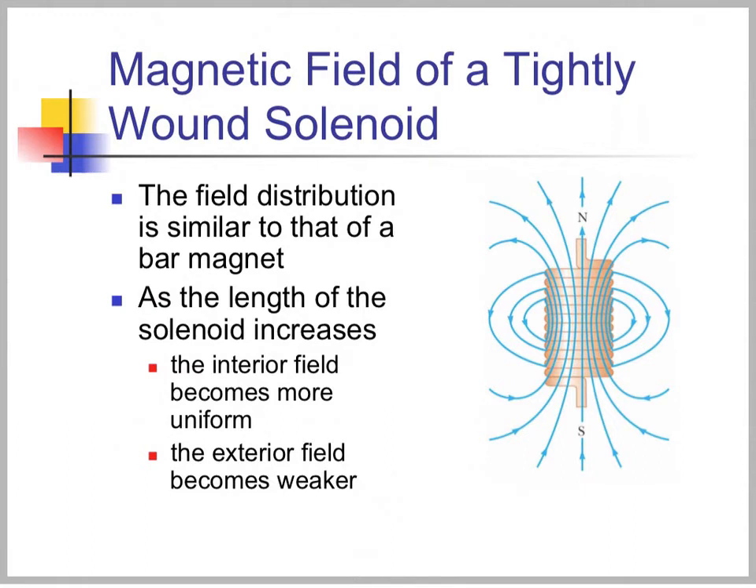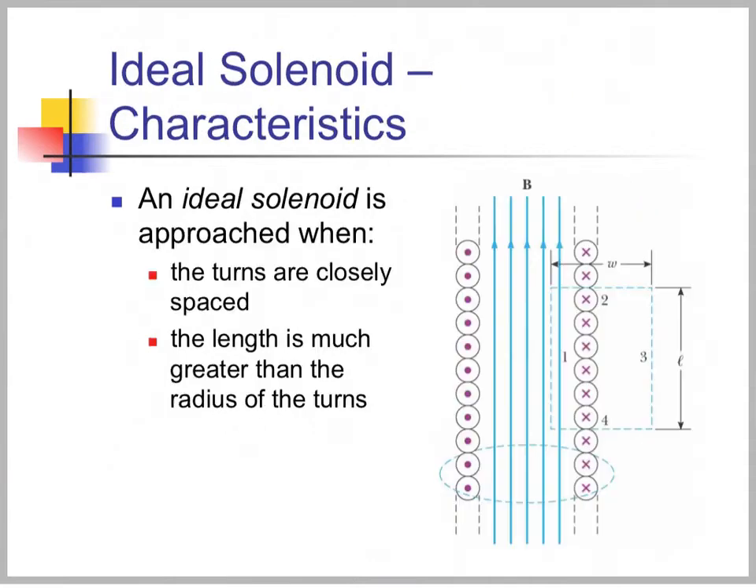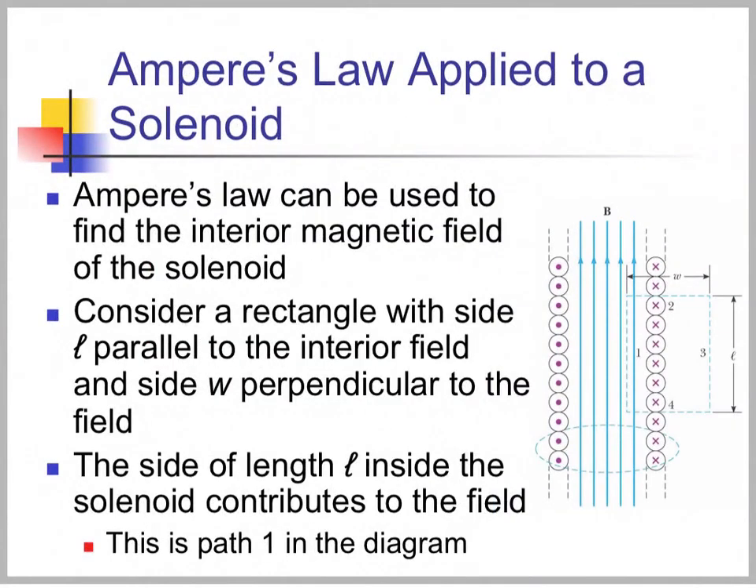As the length of the solenoid increases, the interior field becomes more and more uniform, and the exterior field becomes weaker and weaker. An ideal solenoid is approached when the turns are closely spaced and the length is much greater than the radius. So when the length of the solenoid is much bigger than the radius of the solenoid, we can apply Ampere's law to find the interior magnetic field of the solenoid.